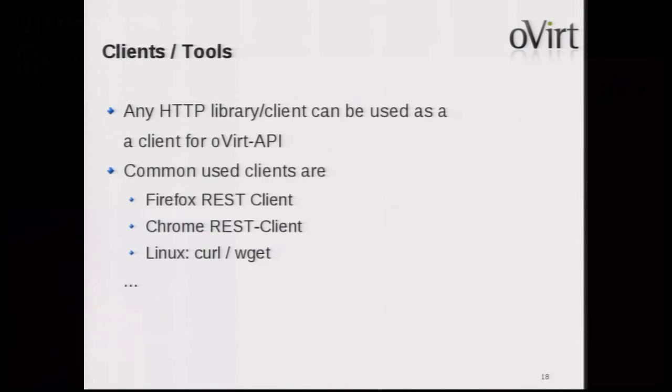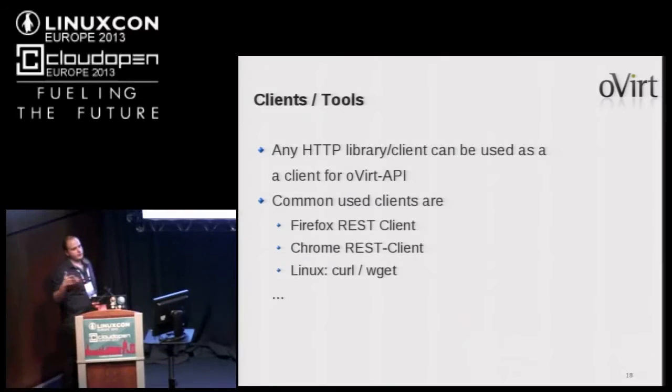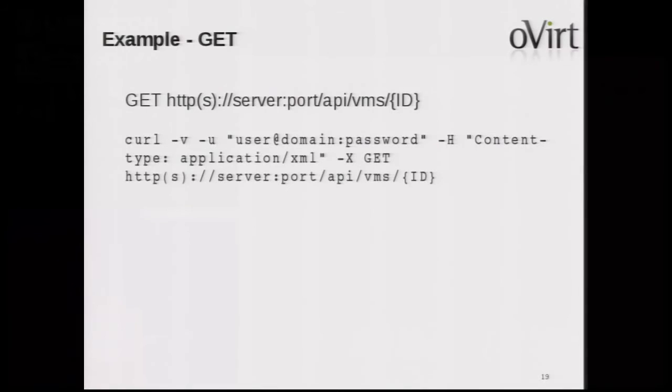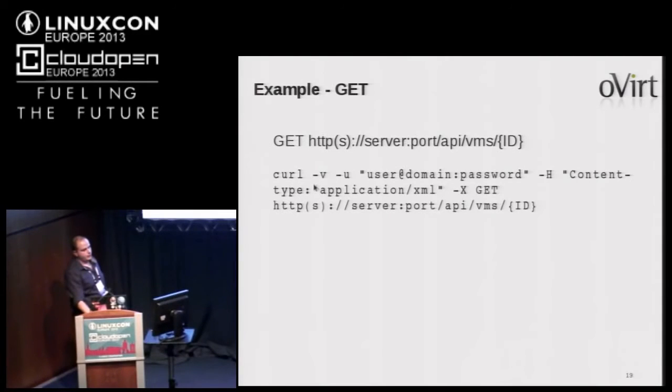There are different, I won't get deeply into that, but there are different clients you can use in order to run these HTTP commands, different REST clients that are available in the different browsers, or a command line utility like curl, for example. This is just an example using curl to get a specific VM. So in here you pass the username and the password. You say you want to get an XML. You say the HTTP method is GET, and you give the URL of the specific VM you want to use.